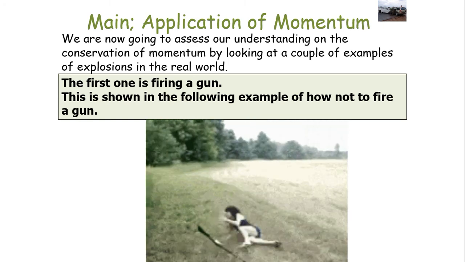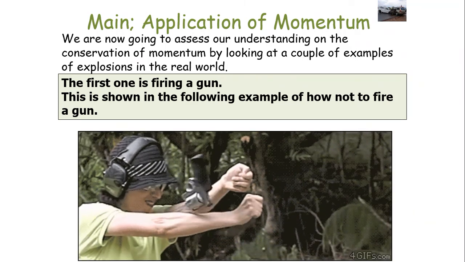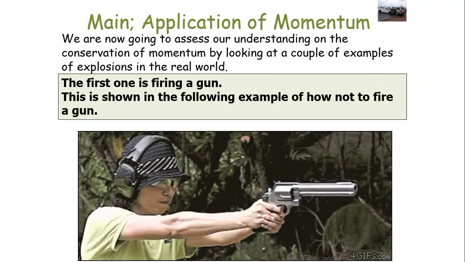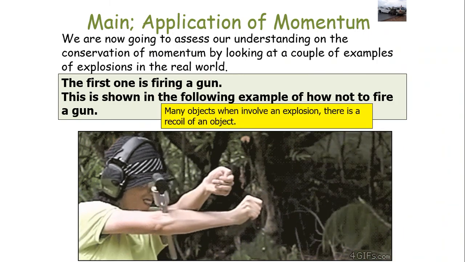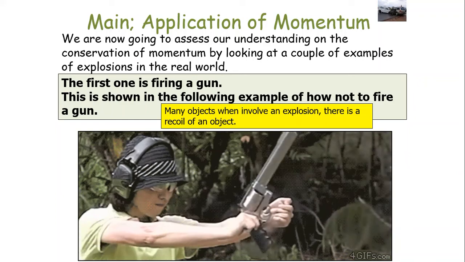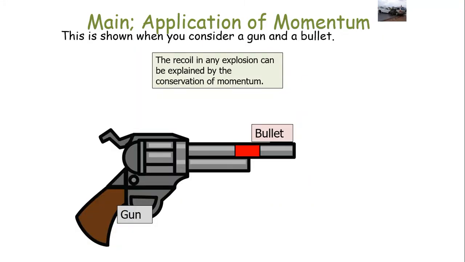So look at the example of firing a gun. When you fire a gun, the gun or the explosive will always recoil and move backwards. So this happens for lots and lots of objects, for guns, cannons, any type of artillery. It's what we call the recoil. Now, the recoil in any explosion can be explained by the conservation of momentum.